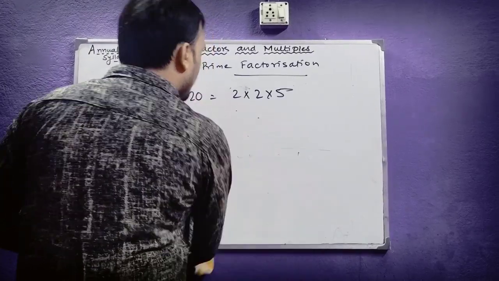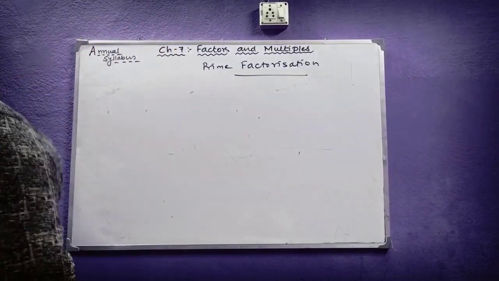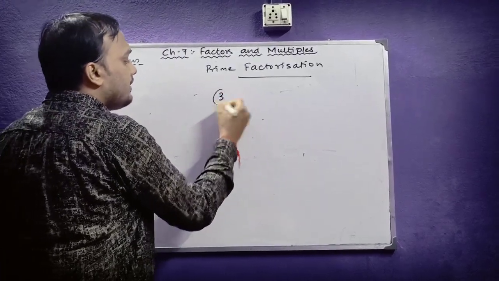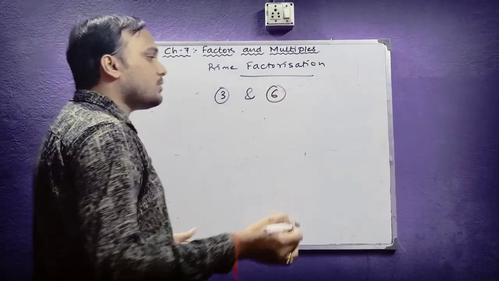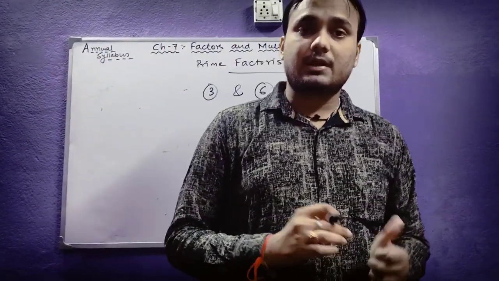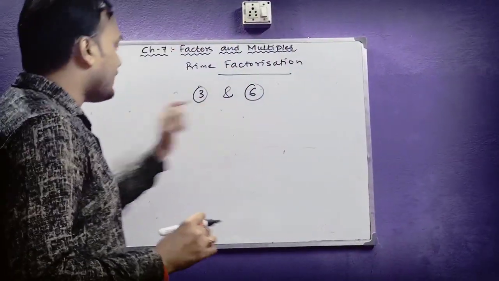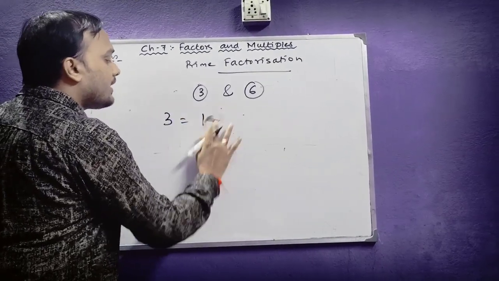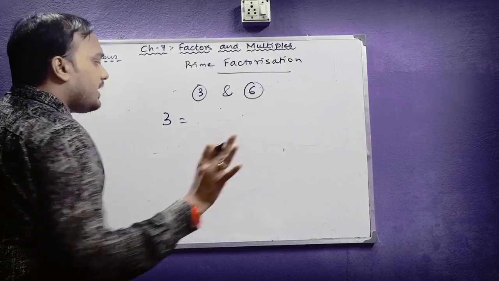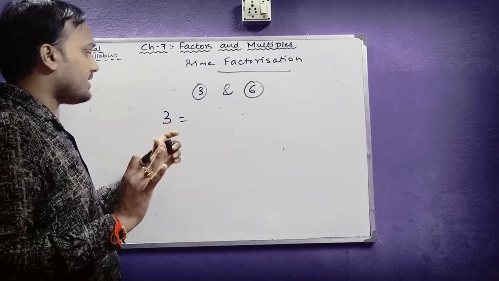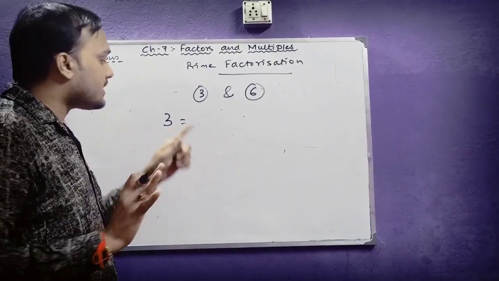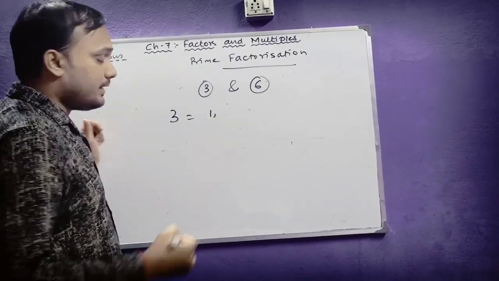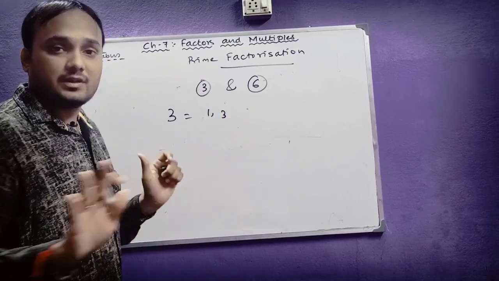Now the next is common factor. If I give you two very simple numbers, suppose 3 and 6, and if I ask you to find the common factors of these two numbers, individually we will find the factors of these two numbers. What are the factors of 3? Simply imagine what are the numbers by which 3 is divisible? 1, definitely 1 will always be there. The next is 3, and we don't have any other factor of 3.